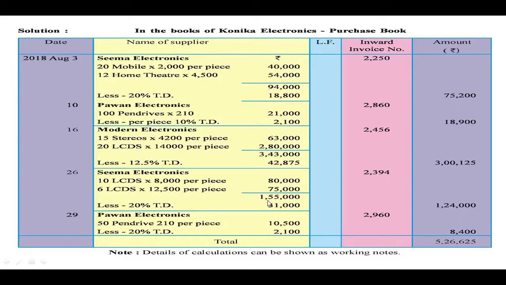Of this amount, that is 1,55,000 into 20% trade discount, that comes to rupees 31,000, which we have to subtract from the gross value, and the net value is 1,24,000 and the invoice number is written here.